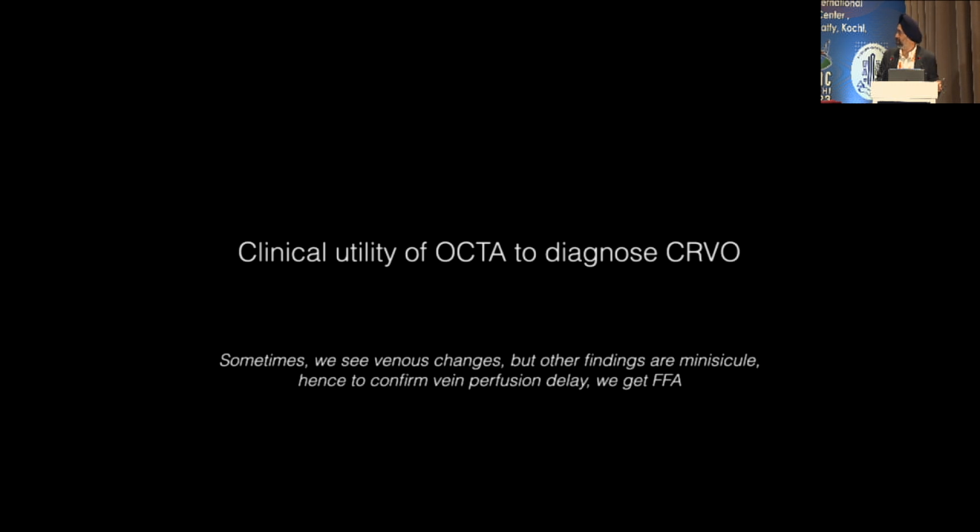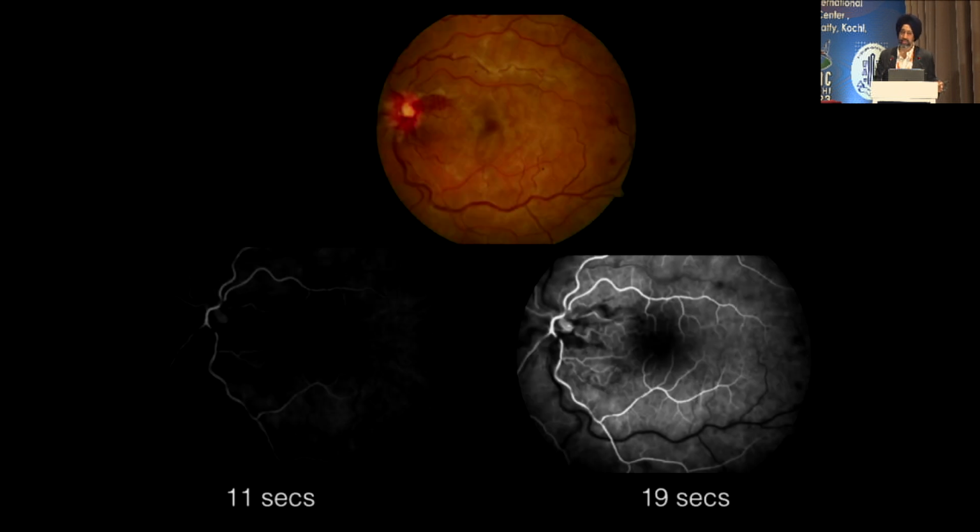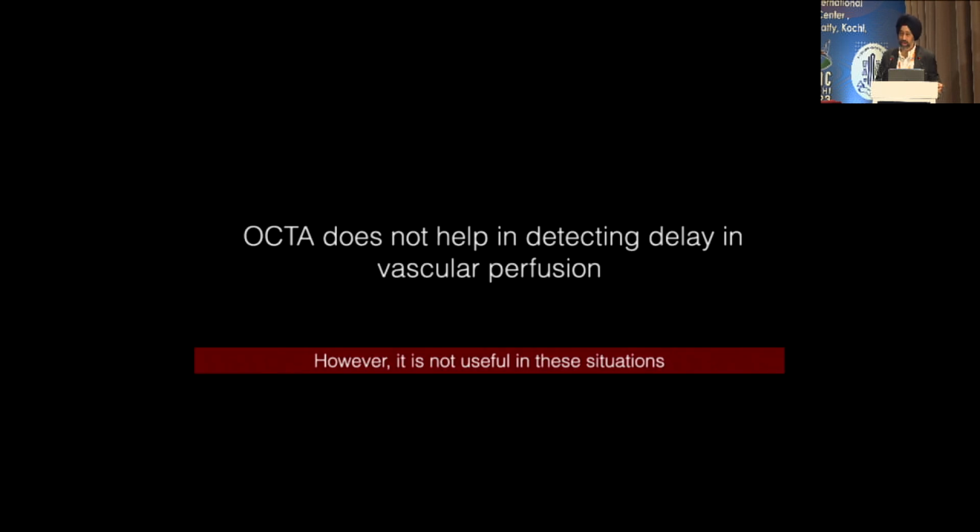At best, in our clinical practice in CRVO, if you have minimal changes in the eye, you want to know the time of the vein perfusion. You need FFA for that, because that is the only thing which is going to tell you what time the vein is filling, and whether this is an impending CRVO. Only FFA can do that. So OCTA cannot do this. OCTA is not useful in such a situation, especially in case of CRVO.